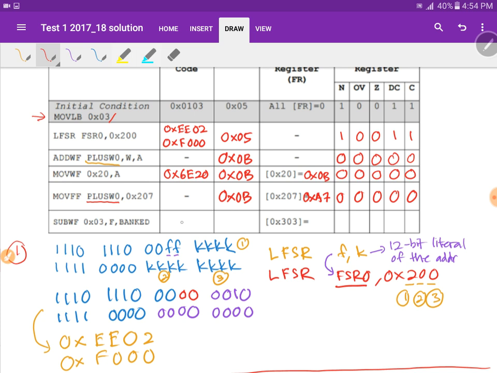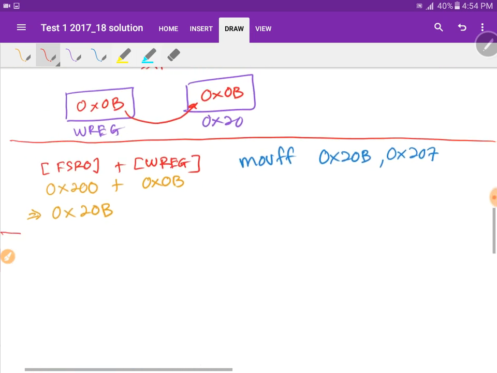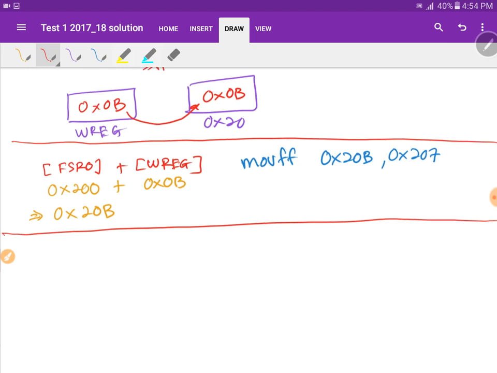Now first and foremost we need to find out what is the machine code for this. So let me just draw another line. So we are doing subtract working register from file register. This has F, D and A. And what is the machine code for this? Let me just find out. Okay, so the machine code is 010111 DA FFFFFFFF.